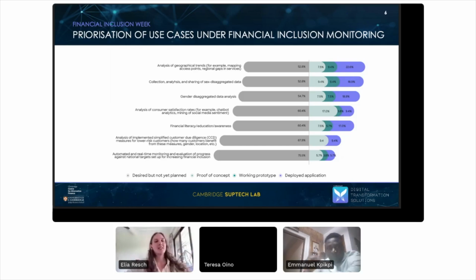The takeaway here really is that supervisors recognize that traditional reporting only tells part of the story, right? So tech tools can add granularity and real-time visibility, whether that's across gender, geography, or consumer awareness. And that's really what's needed to close today's increasing gaps in the market.